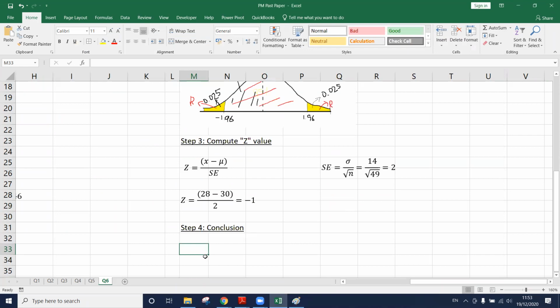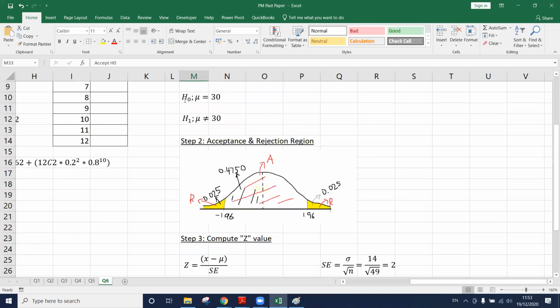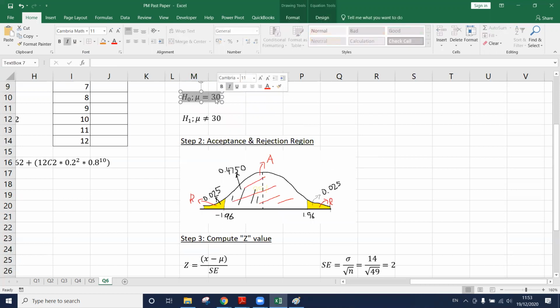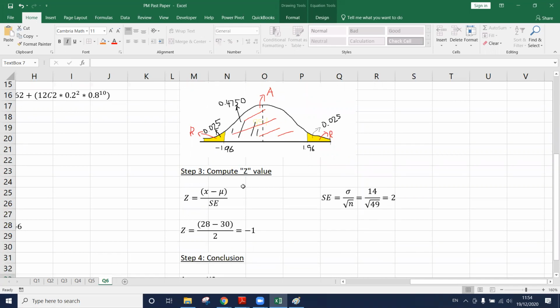Therefore, what should be our conclusion? We accept H naught. H naught is accepted, or the null hypothesis is accepted. H naught says mu is equal to 30, so the statement that employees generally take 30 minutes to complete the task is accepted.